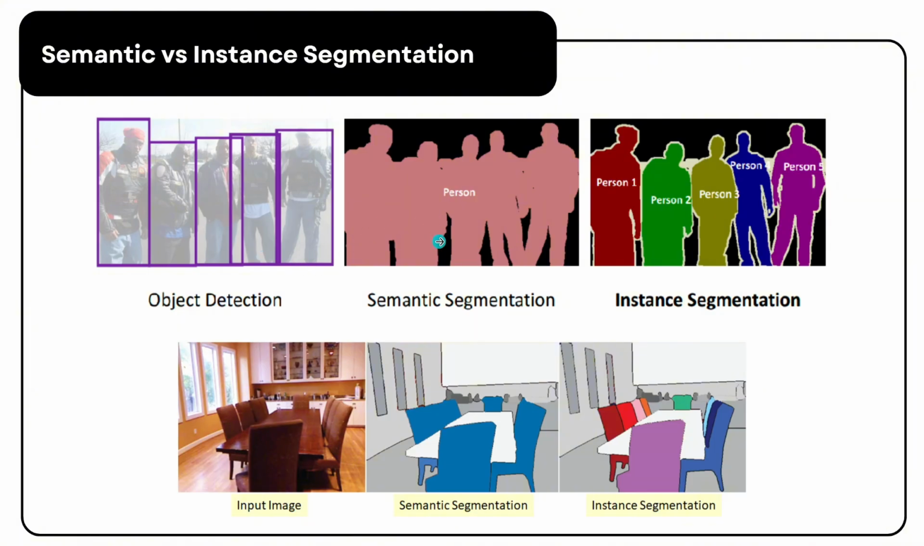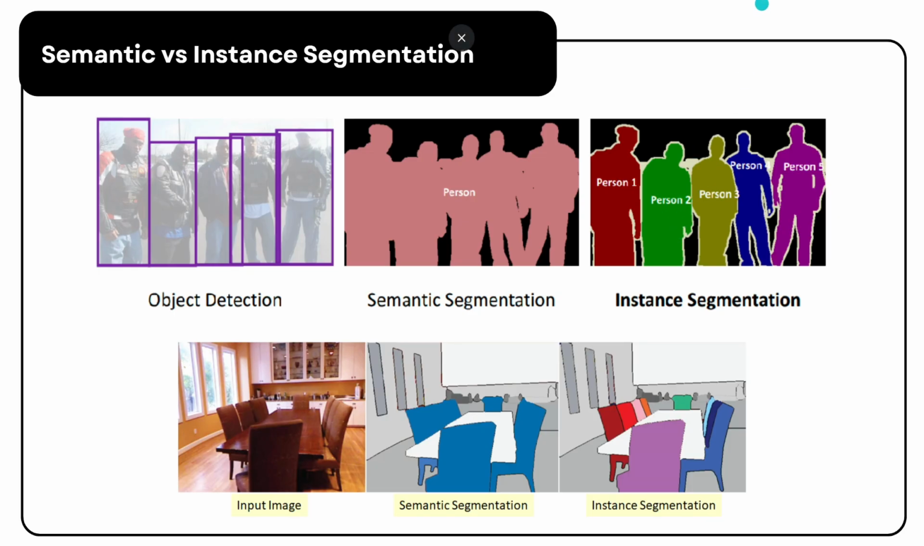With semantic segmentation, in this case, the model classifies every pixel in the image, but it doesn't distinguish between different instances of the same class. So all people, for example, are shaded with the same color, even if there are five different people. It's great for scene understanding but lacks individuality. And what we have here is the instance segmentation.